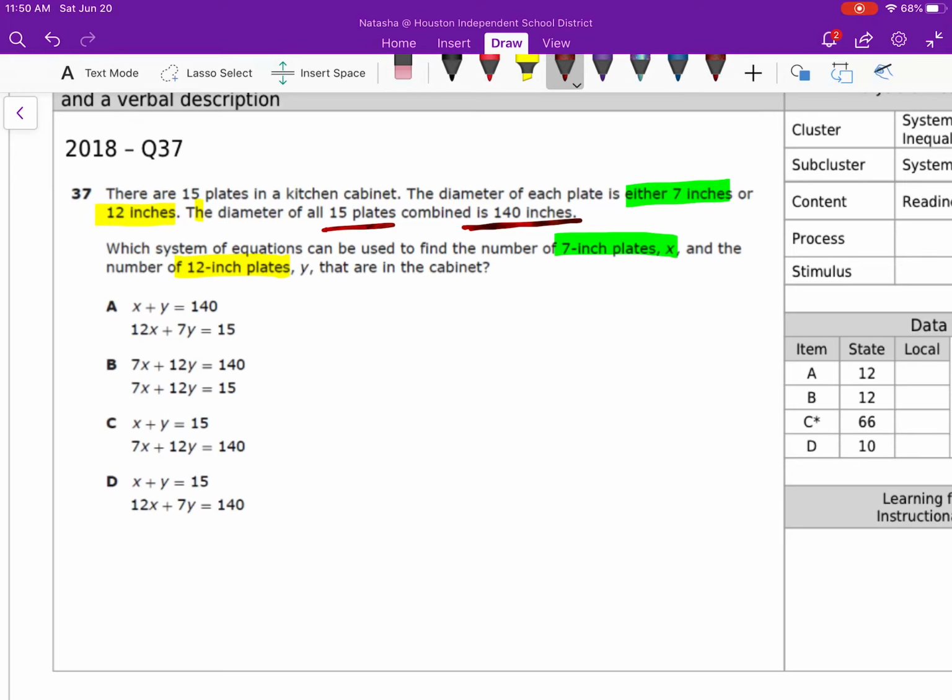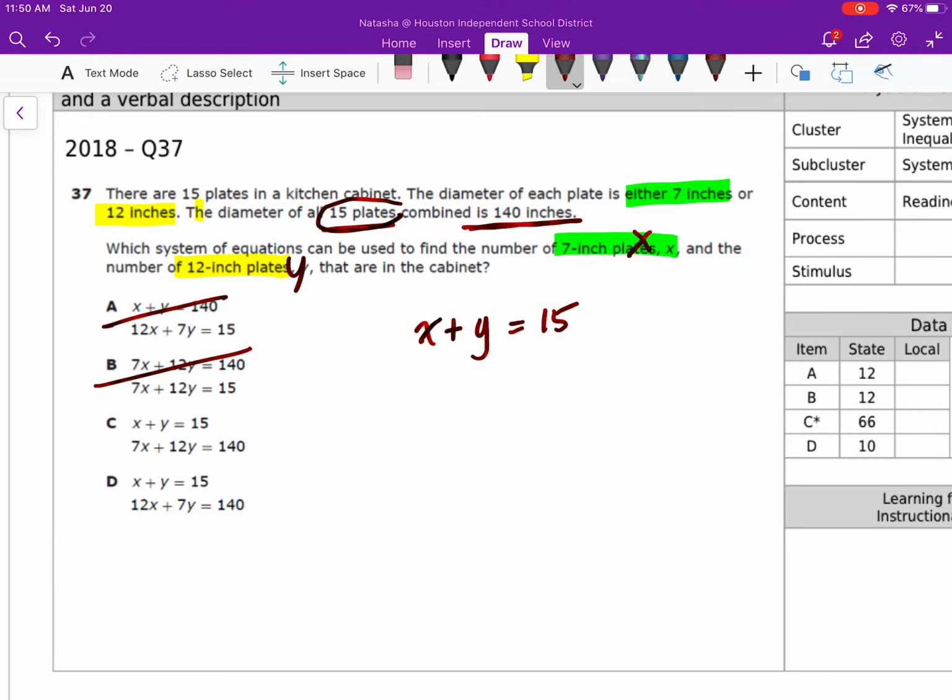So if I talk about all the plates together, we know that this is x and this is y. So if I say x plus y, there we have x of the 7-inch plates and y of the 12-inch plates, and in total we have 15 plates. Okay. Now looking at my answer choices, that eliminates B and A. Okay, so now let's look at our second question.